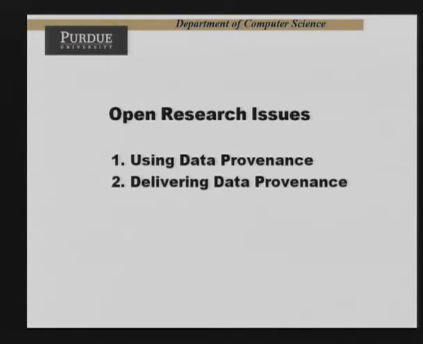Until now, I have shown some challenges of this problem and our initial solutions for this problem, and now I will briefly explain the open research issues related with this topic. There are two kinds of topics. The first one is using data provenance, and the second one is delivering data provenance.